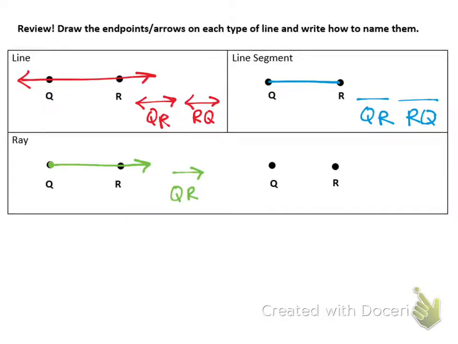Then the last one, we're going to do the opposite direction. So the first one we started with Q. The second one we'll start with R and go towards Q. So my arrow's kind of pointing to the left. But when I name it, where does my arrow point? Right. To the right. And then what will be my starting point? R and then Q.